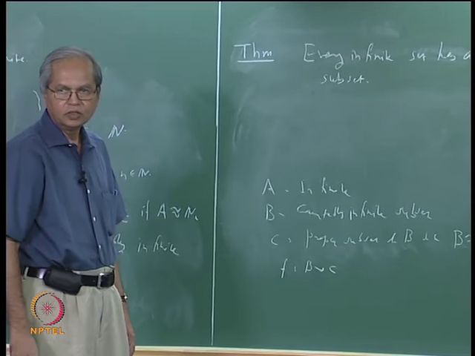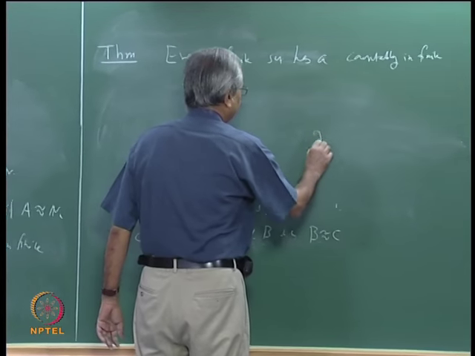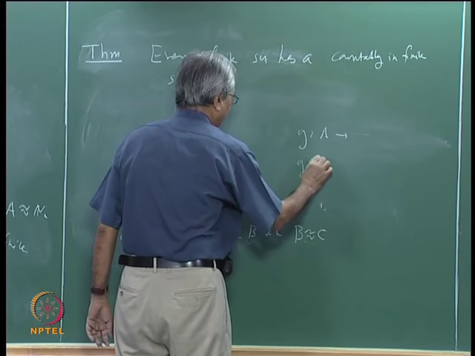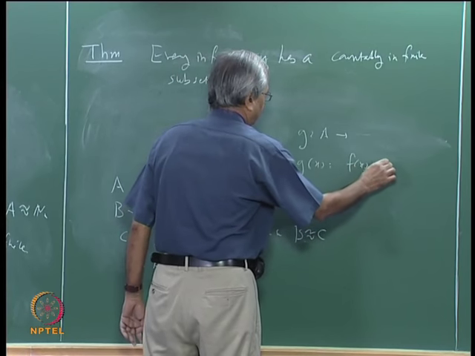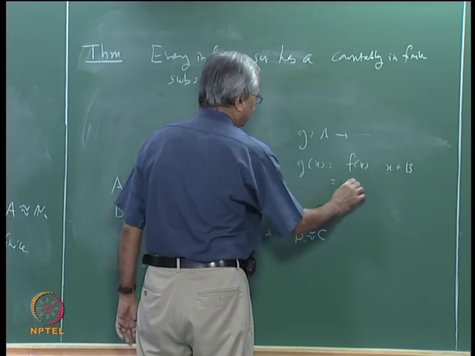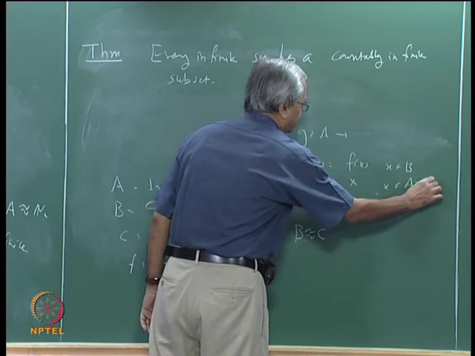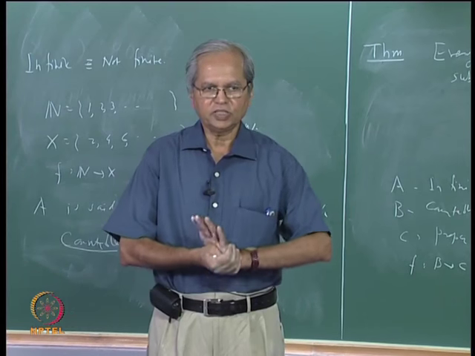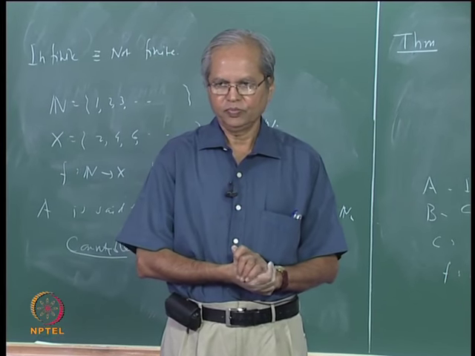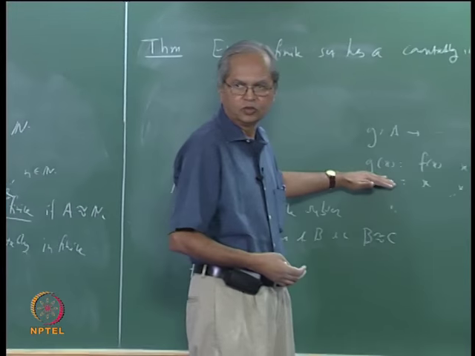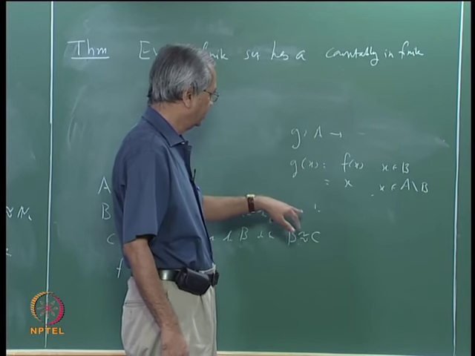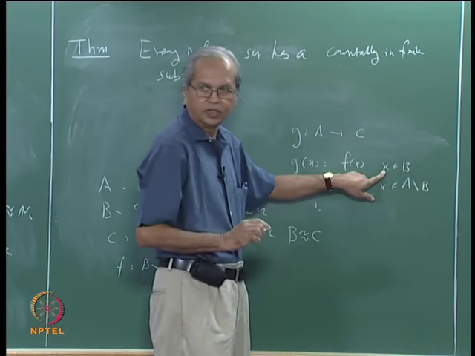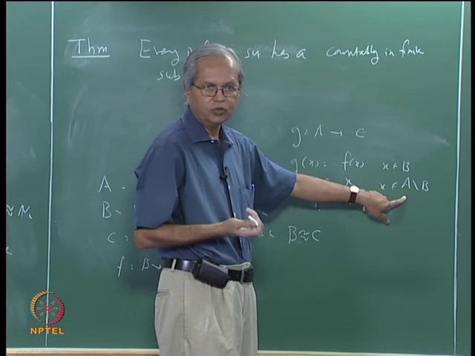Now what I will do is consider a map, let us say G, from A to, I'll write this set later. The map is defined like this: G of X is equal to F of X for X in B, and equal to just X for X in A minus B. That is, those elements which are outside B, I will take G of X as simply X, and those elements which are inside B, I will take G of X equal to F of X. Is it obvious that this will be 1-1 and onto? But now what is the range of this map? The elements which are in B go to C, and the elements which are in A minus B will go to A minus B.